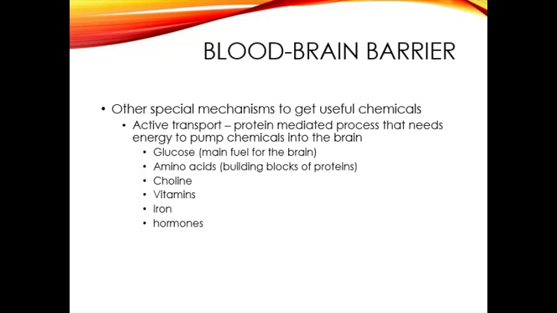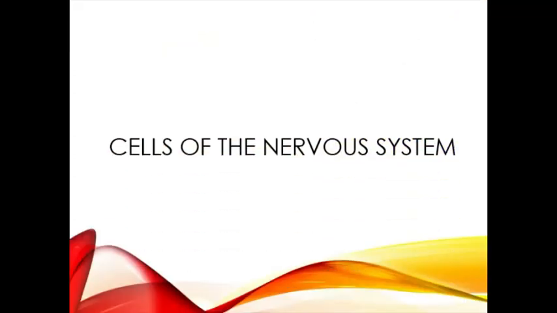So we also have the amino acids, the building blocks of protein. So kailangan to ng brain kapag nagre-regenerate. We have the choline, which is a growth factor. We have vitamins, yung other vitamins, the iron with the blood, and the hormones itself. So these are the chemicals that get... Ayan, cells of the nervous system.